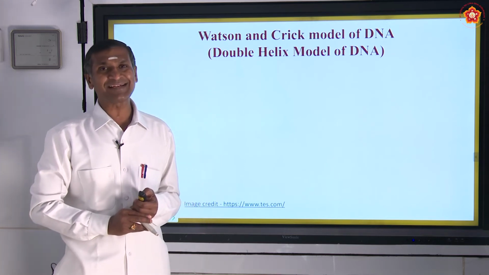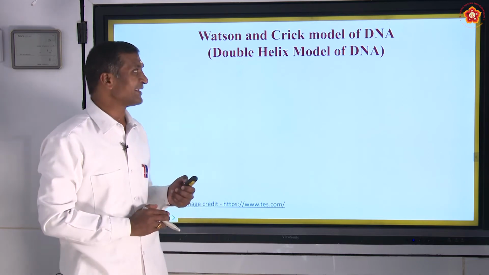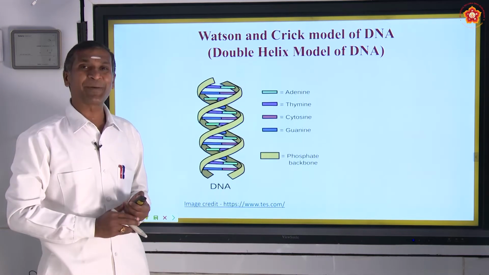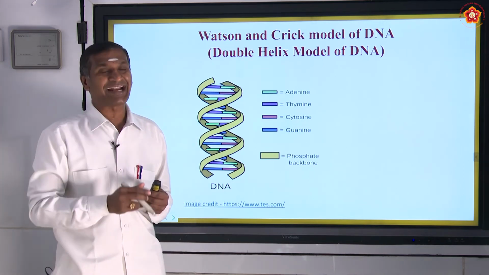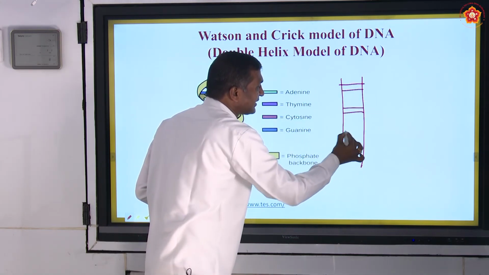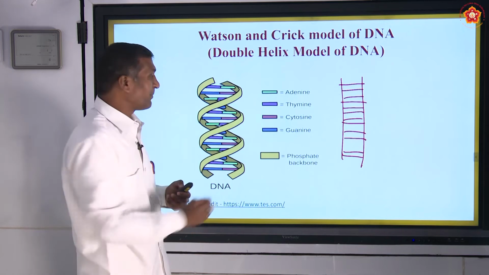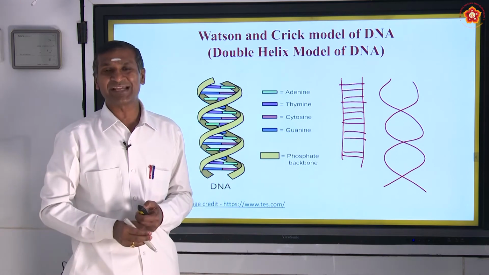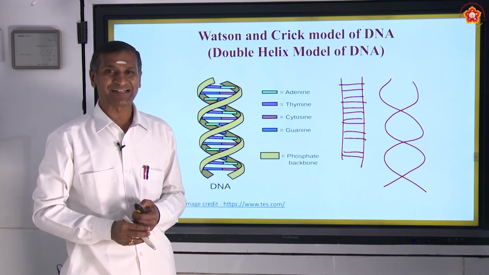So, we call the DNA structure the Watson and Crick model of DNA, and it is a double helix model also. The DNA is a double helix model. You can observe here a twisted ladder. You might have observed a ladder in this way. So, in that ladder you have observed, but this ladder is twisted. It is a twisted ladder. DNA is a twisted ladder according to Watson and Crick.